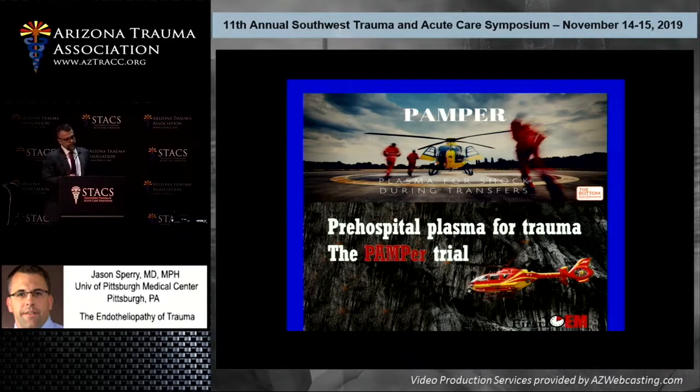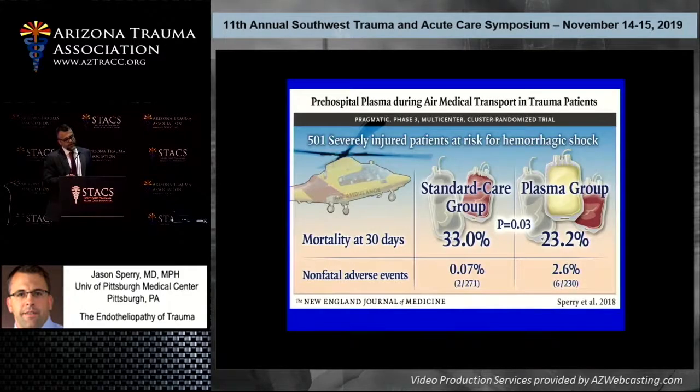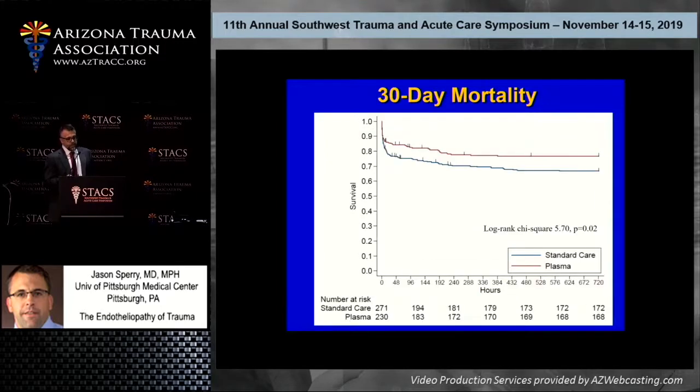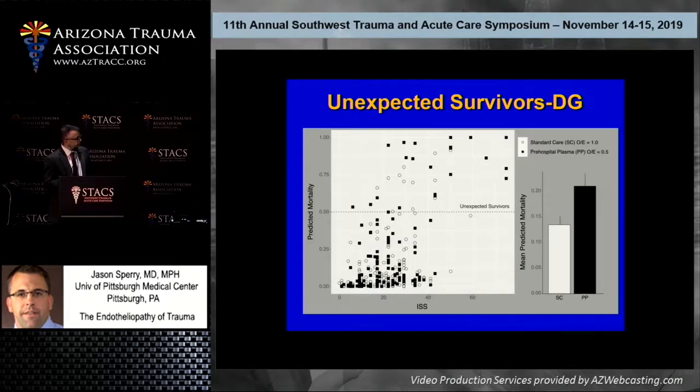Okay, we'll talk about the PAMPer trial really quick. There was a 10% mortality benefit if you give pre-hospital plasma. There's an early separation; the survival curves start to separate very early, at around 3 hours, and are statistically significant at 24 hours. I've already shown you this 30-day mortality, and I won't dwell on this anymore. I've already shown you the unexpected survivors.